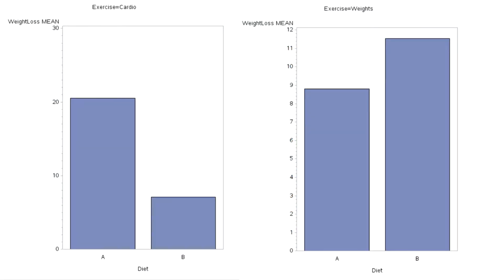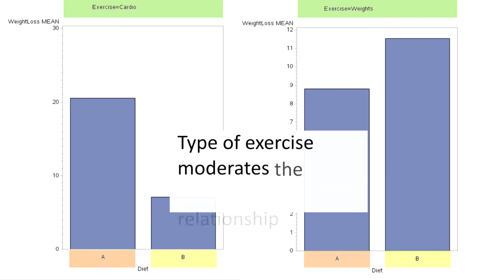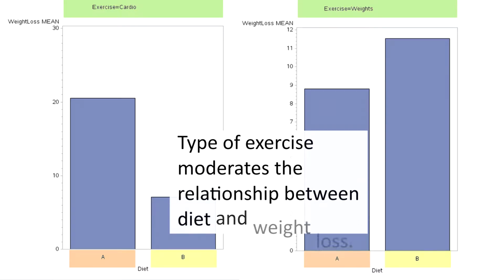Here, these results are shown graphically. As you can see, the relationship between diet and weight loss depends on which exercise program is being used. When using cardio, diet A is significantly better for weight loss than diet B. When using weights, diet B is significantly better for weight loss than diet A. Thus, we can say there's a significant statistical interaction between the variables diet and weight loss, and the type of exercise, our third variable, moderates the association between diet and weight loss.